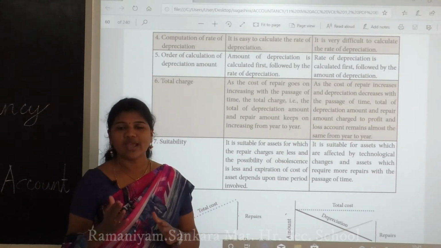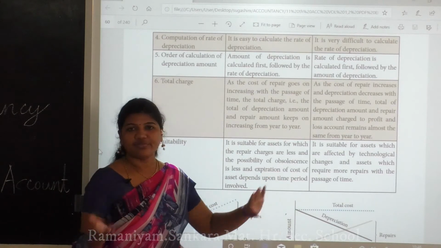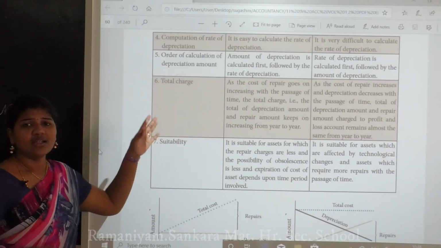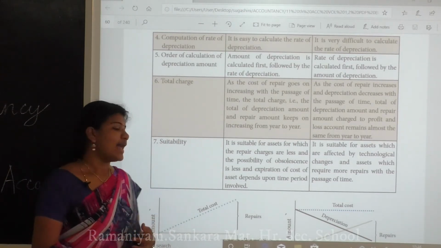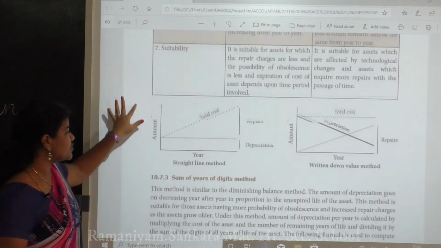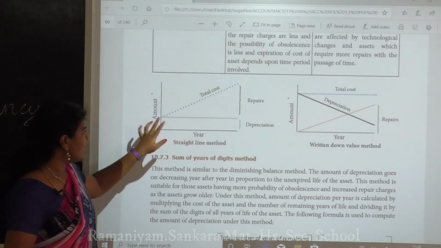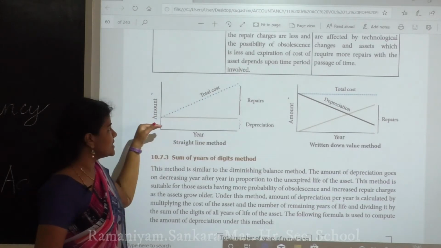So that's what we have to do on the spot, and all those are corrected afterwards, that is what we have to use for that. Okay, so these are all the differences between the straight line method as well as the written down value method. Look at this picture, the amount in the straight line method goes from lowest to highest.